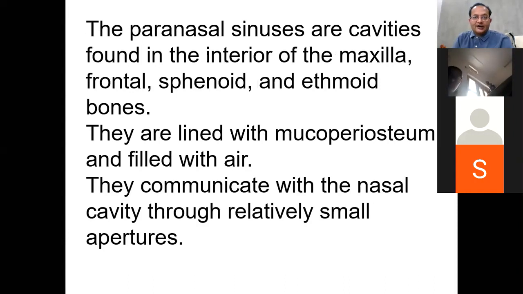The paranasal sinuses are actually cavities found in the interior of the maxilla, maxillary air sinus; in the frontal bone, frontal air sinus; in the sphenoid bone, sphenoidal air sinus; and within the ethmoid bone, ethmoidal air sinus. So they are found within the bones. They are lined by mucoperiosteum and filled with air. Therefore, they are known as paranasal air sinuses.